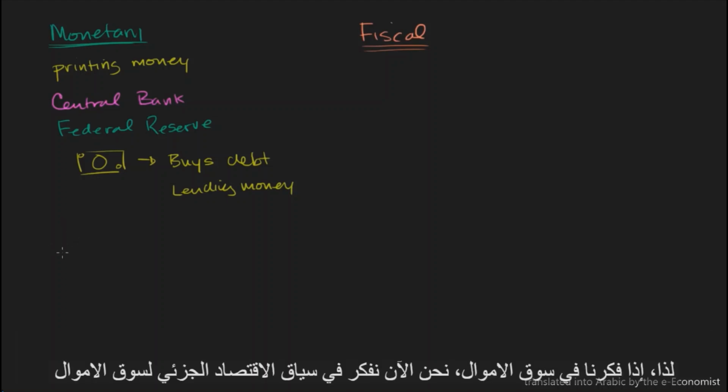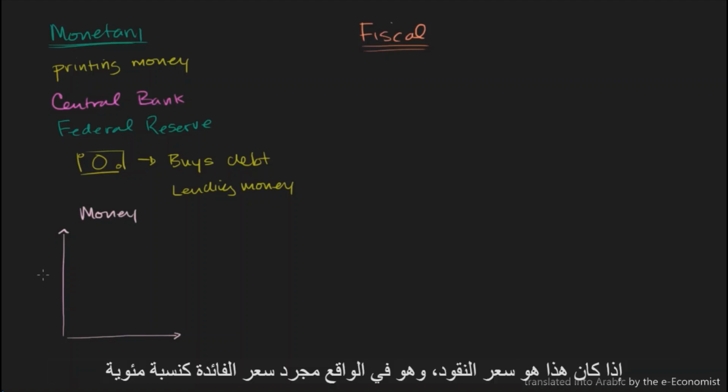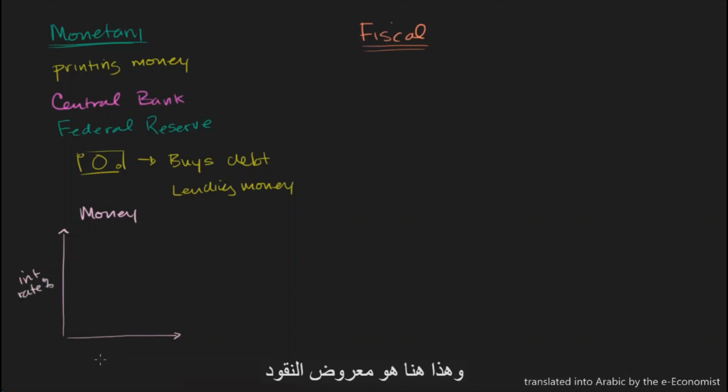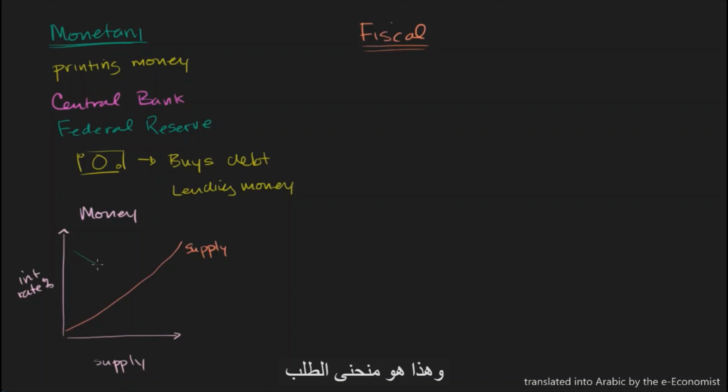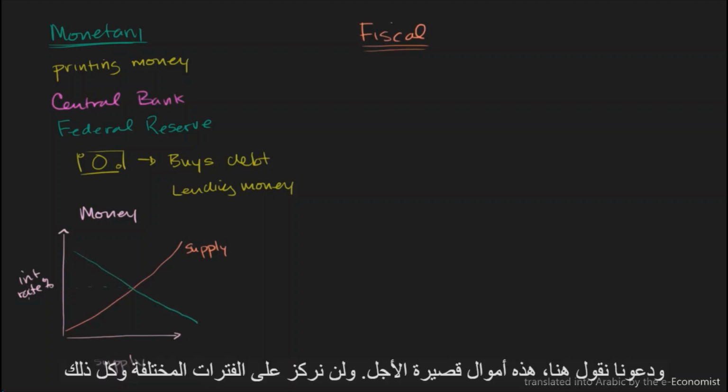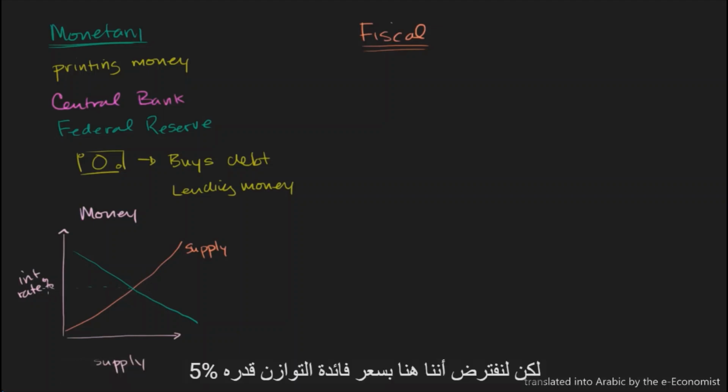If we think of the market for money, so let's say now we're thinking in microeconomic terms, the price of money is really just the interest rate, so this axis is the interest rate as a percentage, and this is the supply of money. This might be our supply curve, and this is the demand curve. Let's say this is short-term money, and we won't focus on the different durations. Let's say we're sitting right over here at a clearing interest rate of 5%.